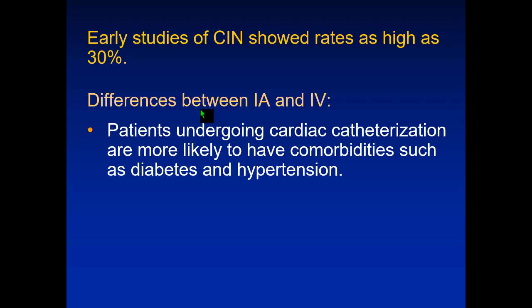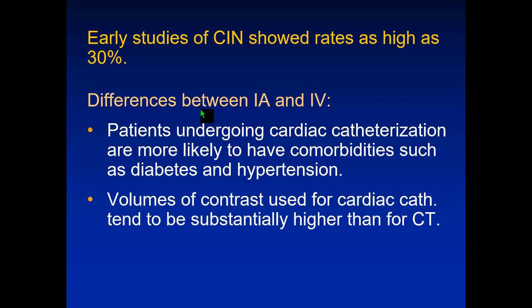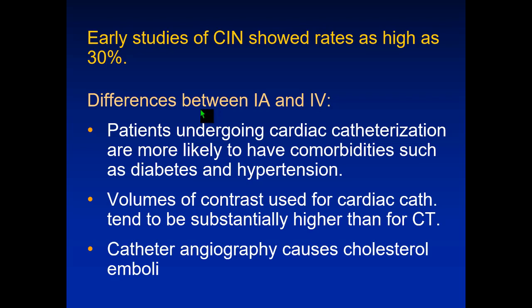For one thing, patients who undergo cardiac catheterization are more likely to have comorbidities such as diabetes and hypertension, which in themselves are independent risk factors for AKI. The volumes of contrast that are used for cardiac catheterization tend to be substantially higher than those used for CT. And probably one of the most important reasons is that the very act of catheterizing the arteries is detrimental because it causes cholesterol emboli that can shower the kidneys and cause acute changes in renal function.